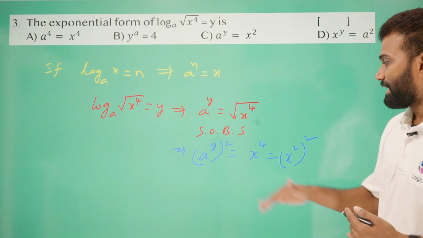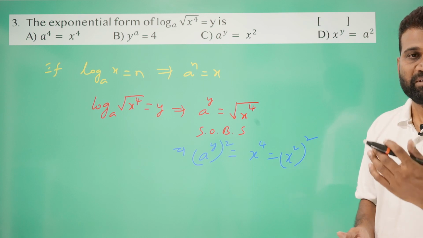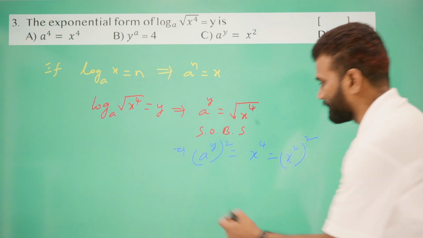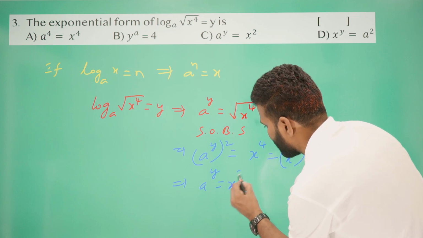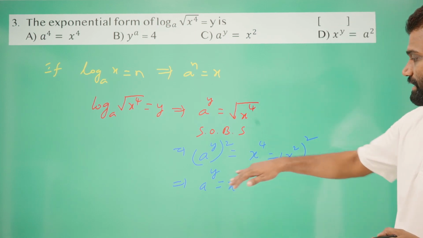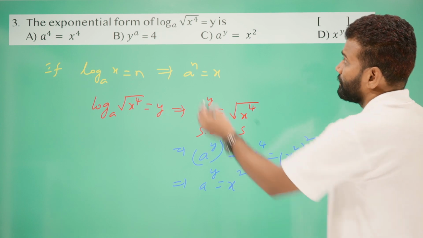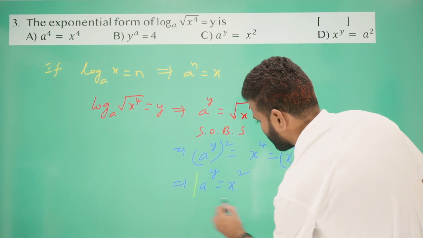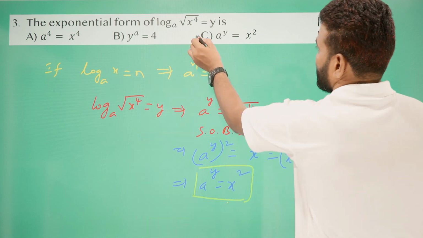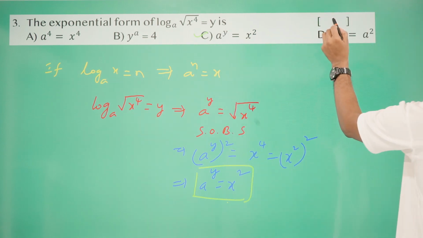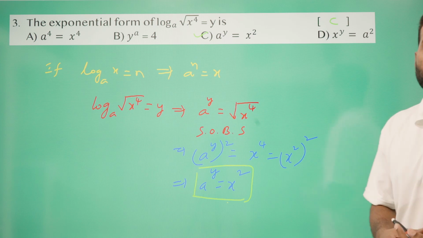We know that in an equation, if in both the sides powers are equal, then bases will be equal. So this becomes a to the power of y is equals to x square. So the relation is a to the power of y is equals to x square. The option is C. The correct answer is option C. Clear?